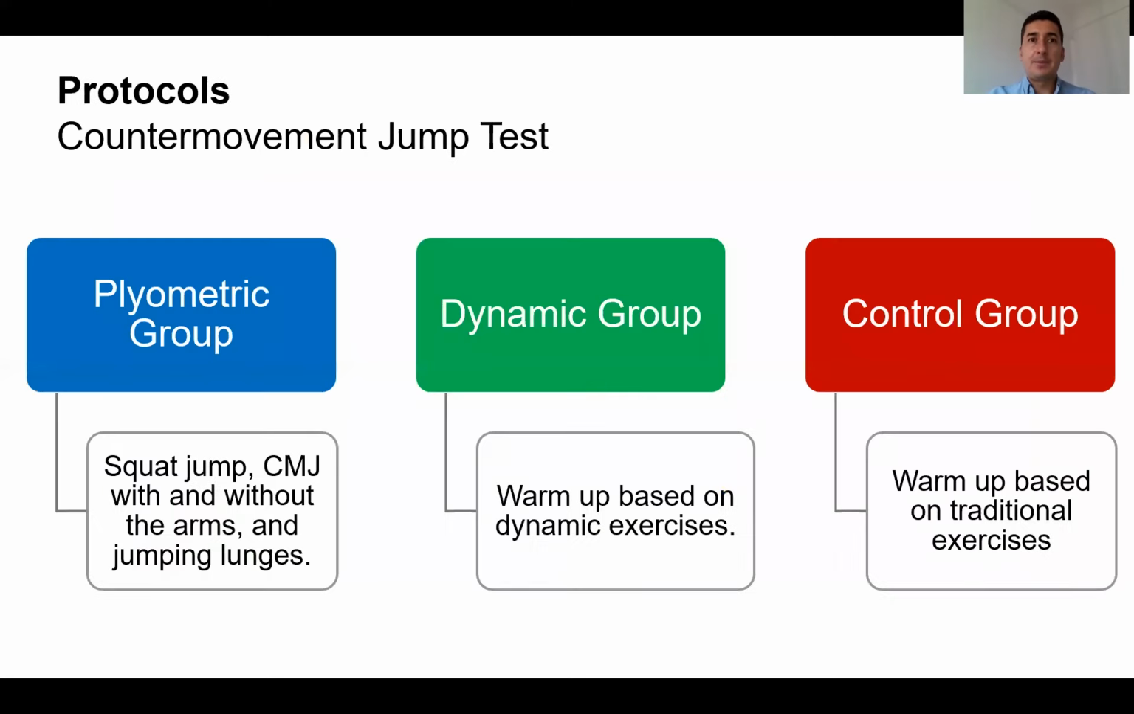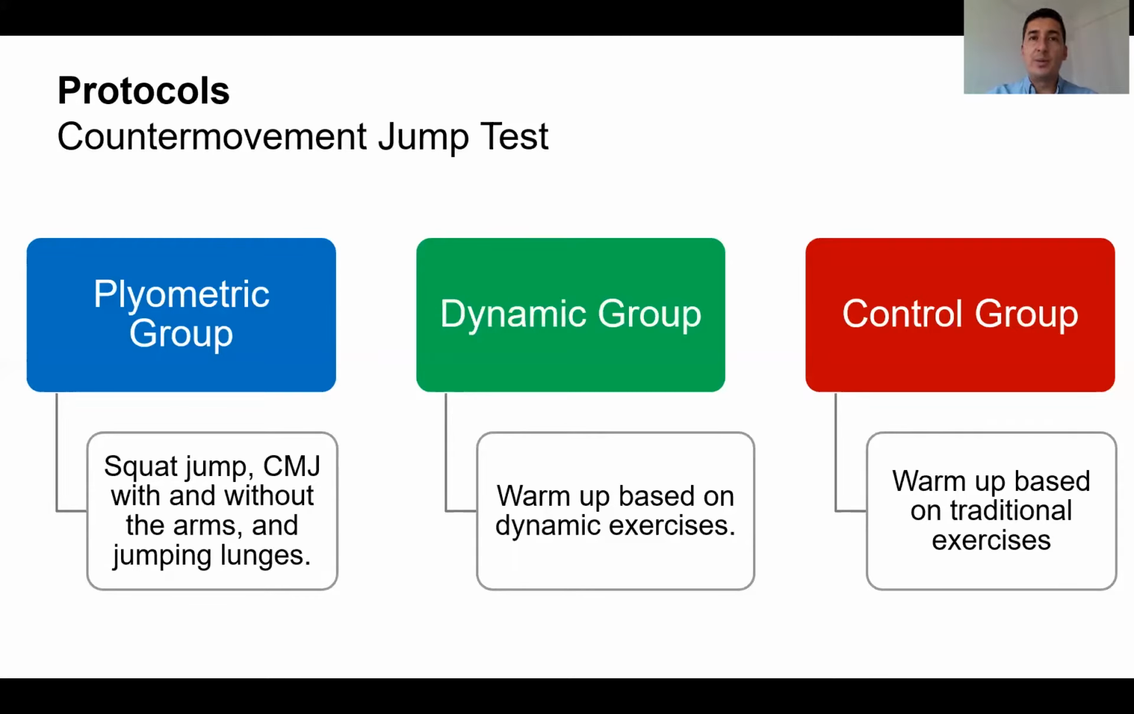In this study, the participants were 45 male college non-athletes with a mean age of 19 years, and they all gave written consent, and we received approval from the institutional review board to do this study. The subjects were divided into 3 groups, and we evaluated these 3 groups in the counter movement jump test. The first group was the plyometric group, then we have a dynamic group and the control group.